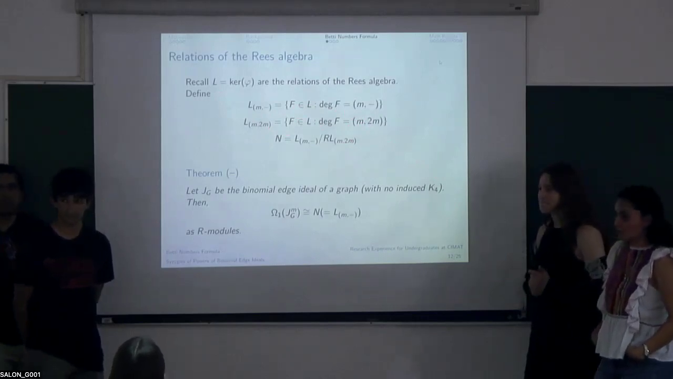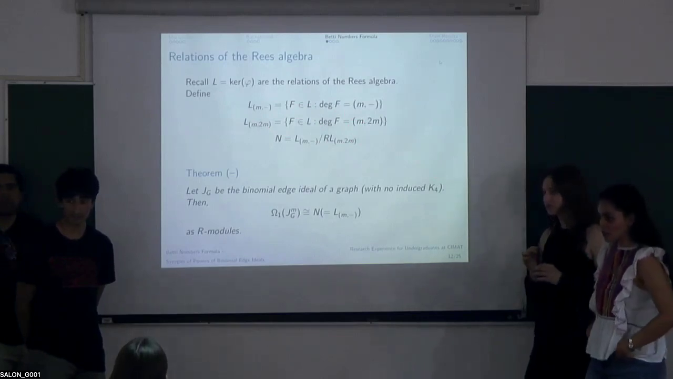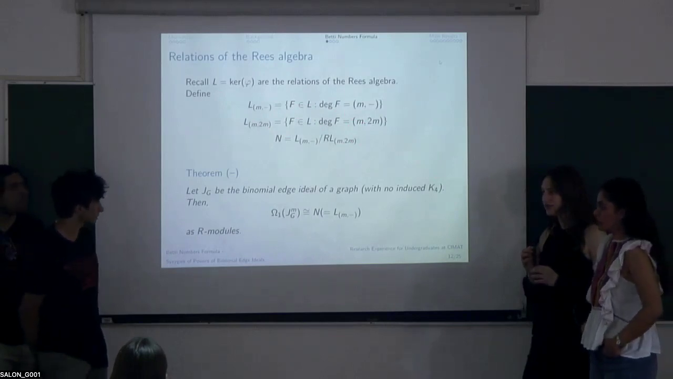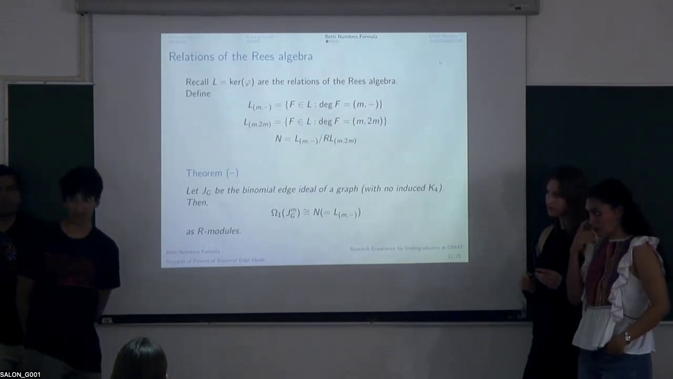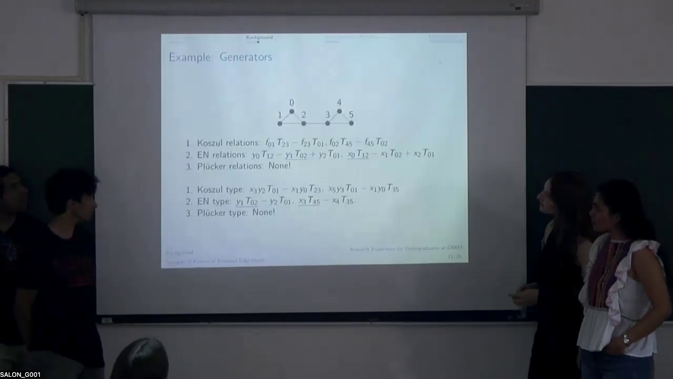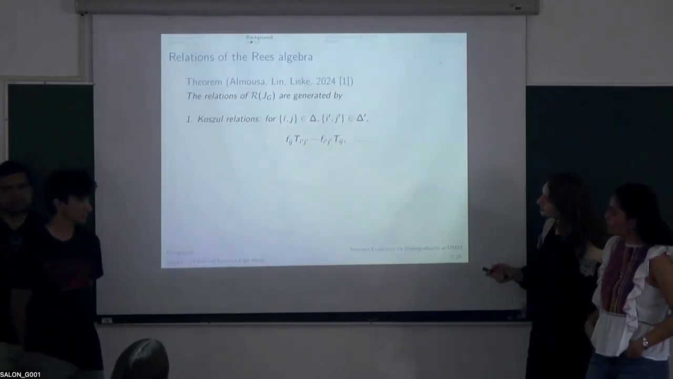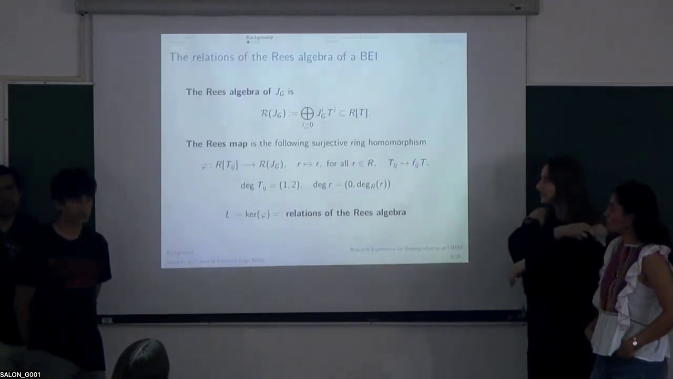So have you looked at any graphs that have no induced K4 but aren't closed? Well, not as of yet, but it's not likely that the Rees algebra would be generated by the Eagon-Northcott relations and the Koszul relations. Yeah, I think this theorem only applies for closed graphs. And it's very nice to be able to just know what things are going to look like.